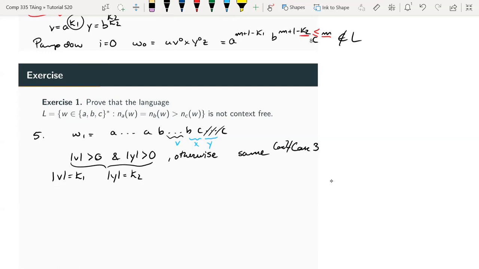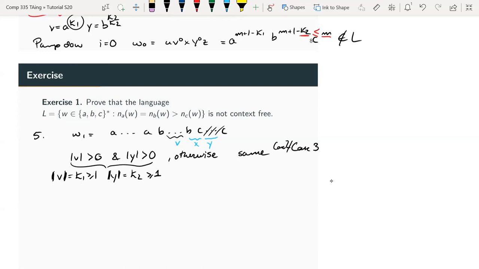So you're setting the length of V. So this is the length of V, not the pumping length. You're setting the length of V as K1, which is greater or equal to one. And you're setting the length of Y as K2, which is greater or equal to one. By the way, you could have picked any letter. I just picked K1, K2, just because, but you could have picked anything else. So there was no specific reason why it was K1 or K2.